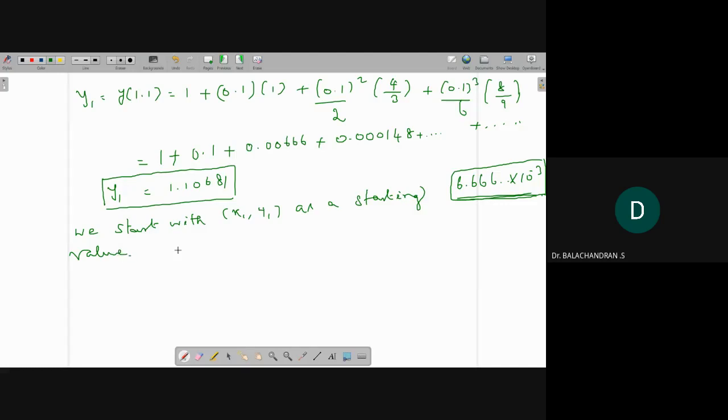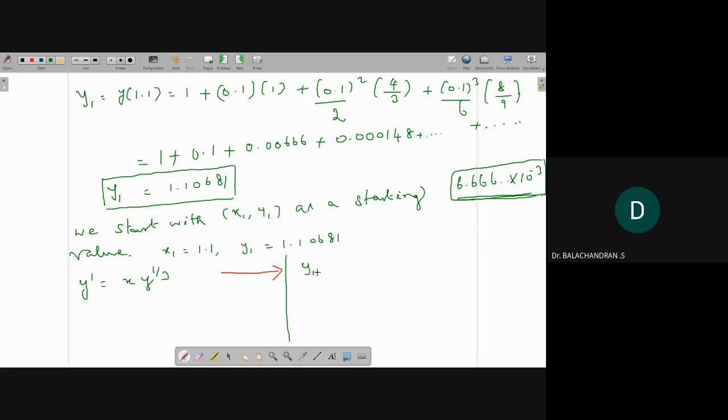As a starting value, x1 equal to 1.1 and y1 equal to 1.10681. So again, now I'm going to ask you, because we know already the derivative, that is y dash is equal to x into y power 1 by 3. This is the given problem. Now, correspondingly, what is y1 dash? Using a calculator, you should do it and tell.